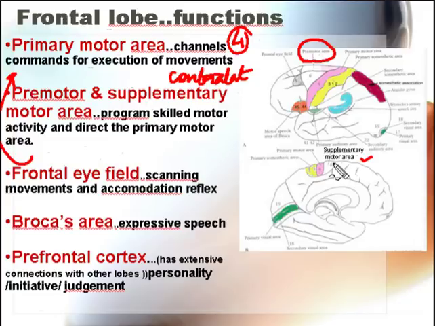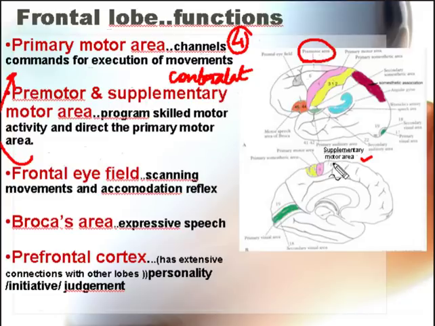This generation of programs for skilled voluntary action is done when a new program is established and when a previously learned program is altered. So for example, if you begin to learn how to play football, then a program will be generated in the premotor and supplementary motor area to carry out this function. Or let's say you are playing football and then you suddenly change the way you kick the ball. So a previously learned program is altered. Again, that new program generation is done in the premotor and supplementary motor areas.